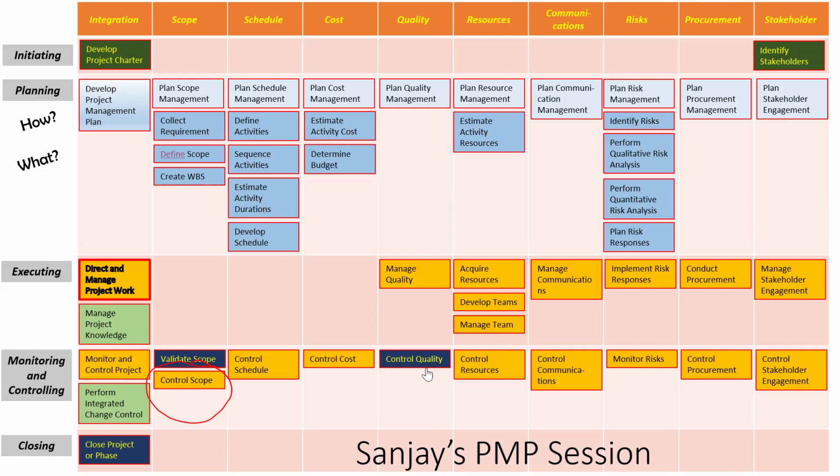So control scope is that guy. He is actually checking planned versus actual. He is the one, Shishir, who will first come to know that any scope creep is there. Correct? Yes, Shishir, is that clear?